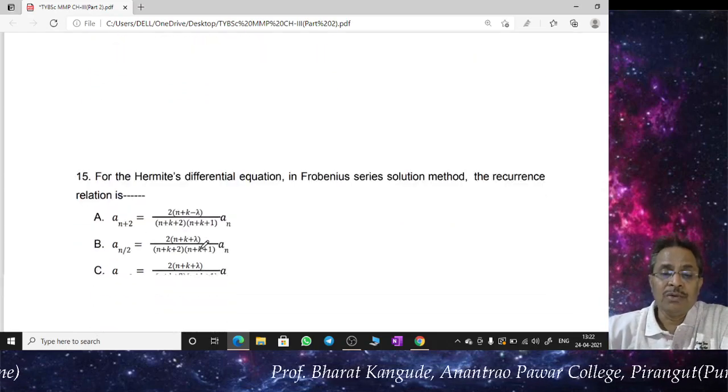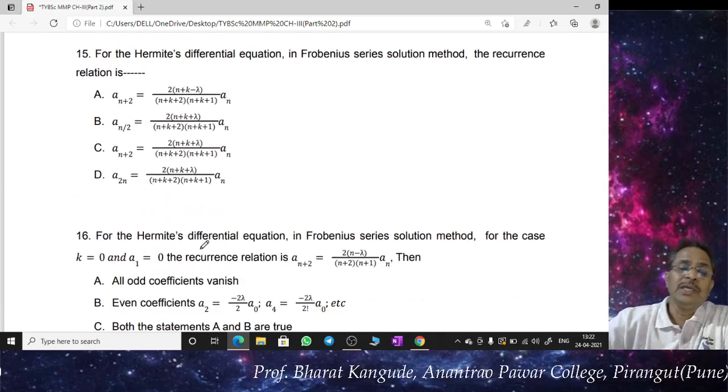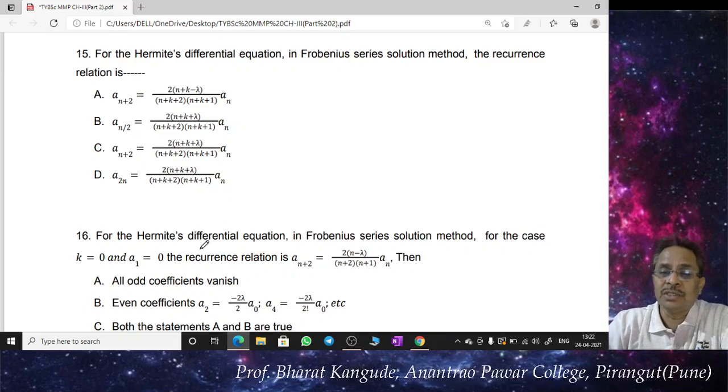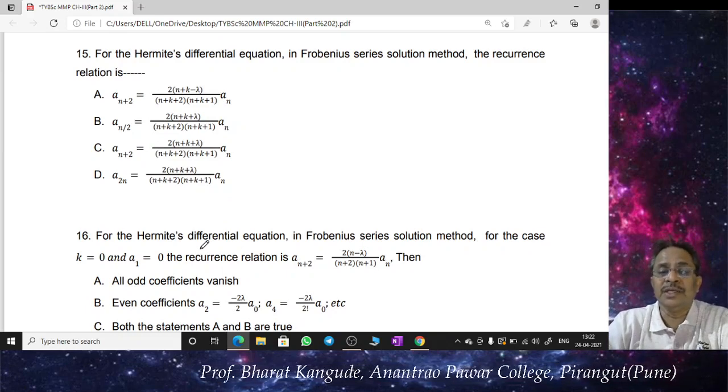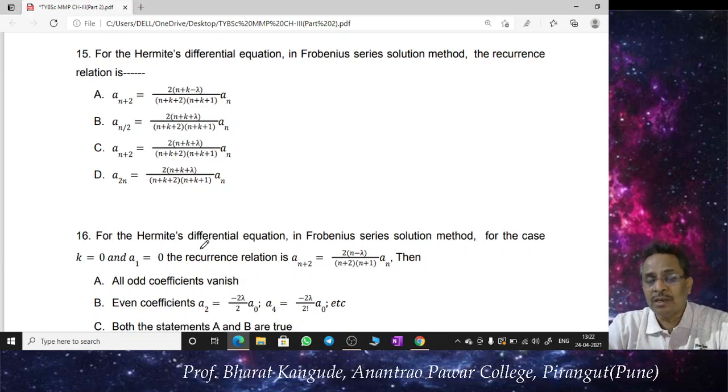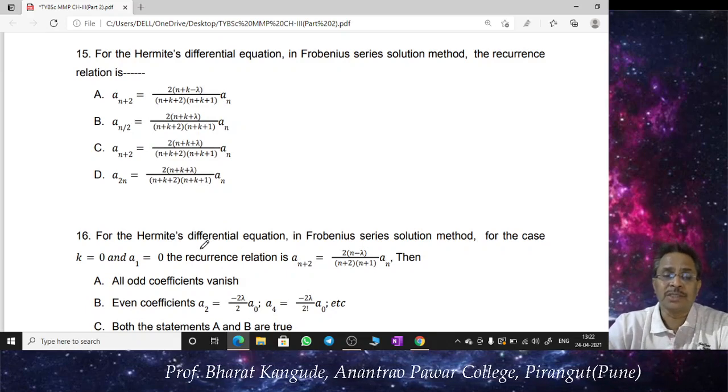Okay. Now the next question is, in case of the Hermite differential equation, in the Frobenius series solution method, what is the recurrence relation? Here also we have to go for a clear-cut answer. This is again a theoretical question based upon memory.